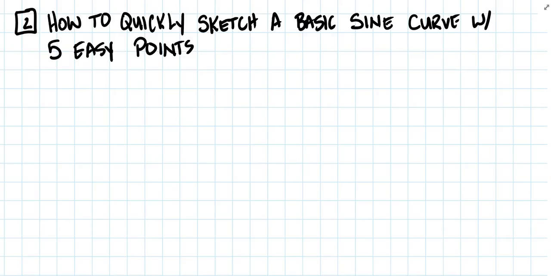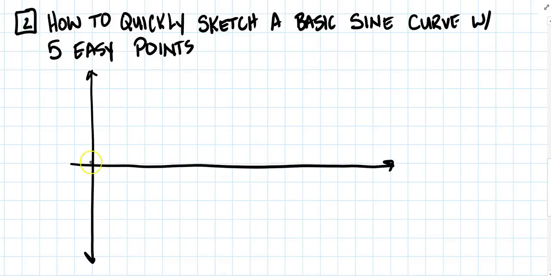So box number 2 is a quick skill. We're going to learn how to quickly sketch a basic sine curve with 5 easy points. I kind of already did it for you, but here's the idea. Give yourself a coordinate plane and a positive x-axis. We always put 0, then skip 3 points, put π/2, then π, then 3π/2, and then 2π. That's all you really have to do.